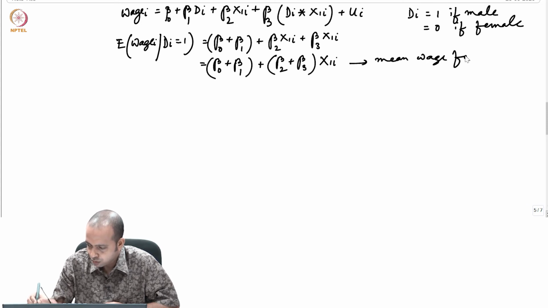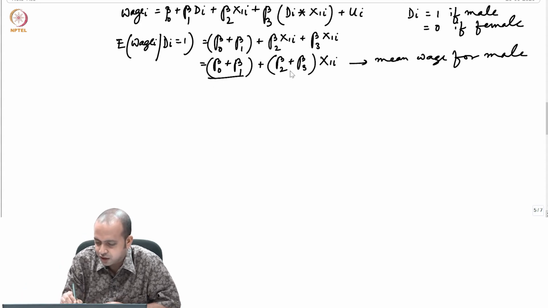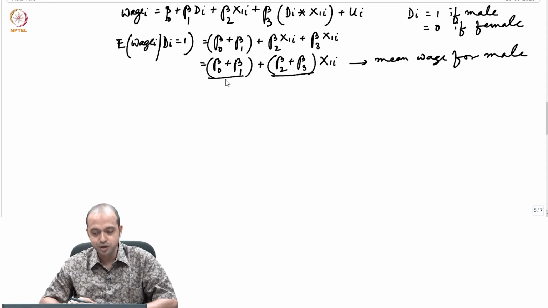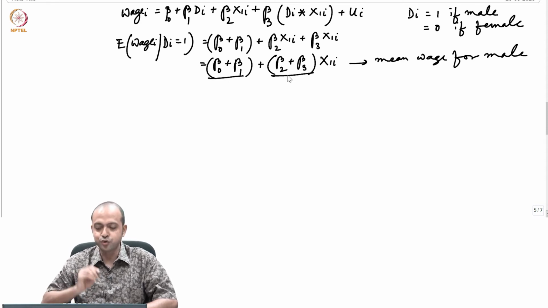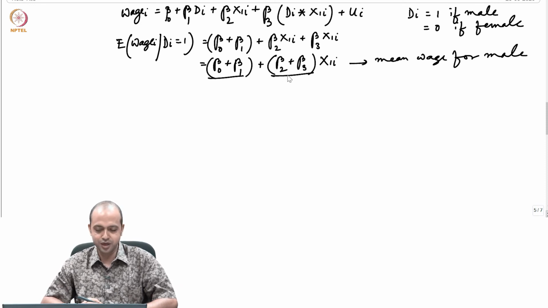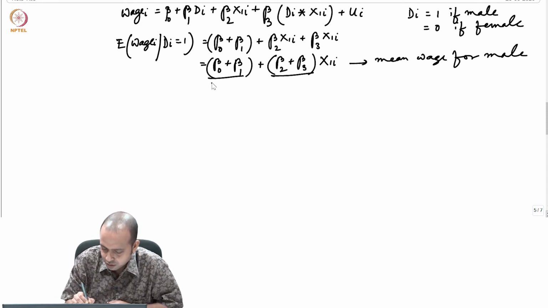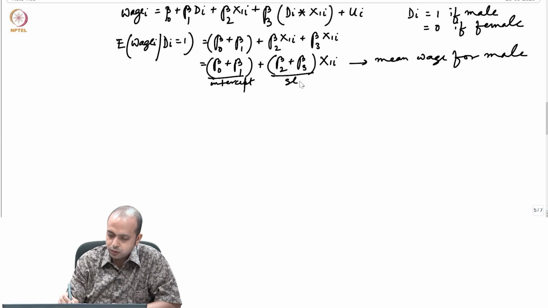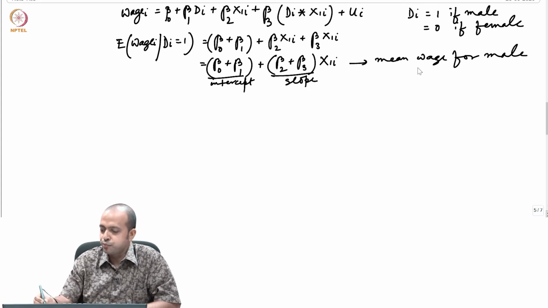for the male category. Now, from this equation you can clearly understand one thing, that the intercept of the mean wage function for the male category is beta 0 plus beta 1, and what is the slope? Beta 2 plus beta 3. Okay? This is the intercept and this is the slope for the mean wage function for the male category.